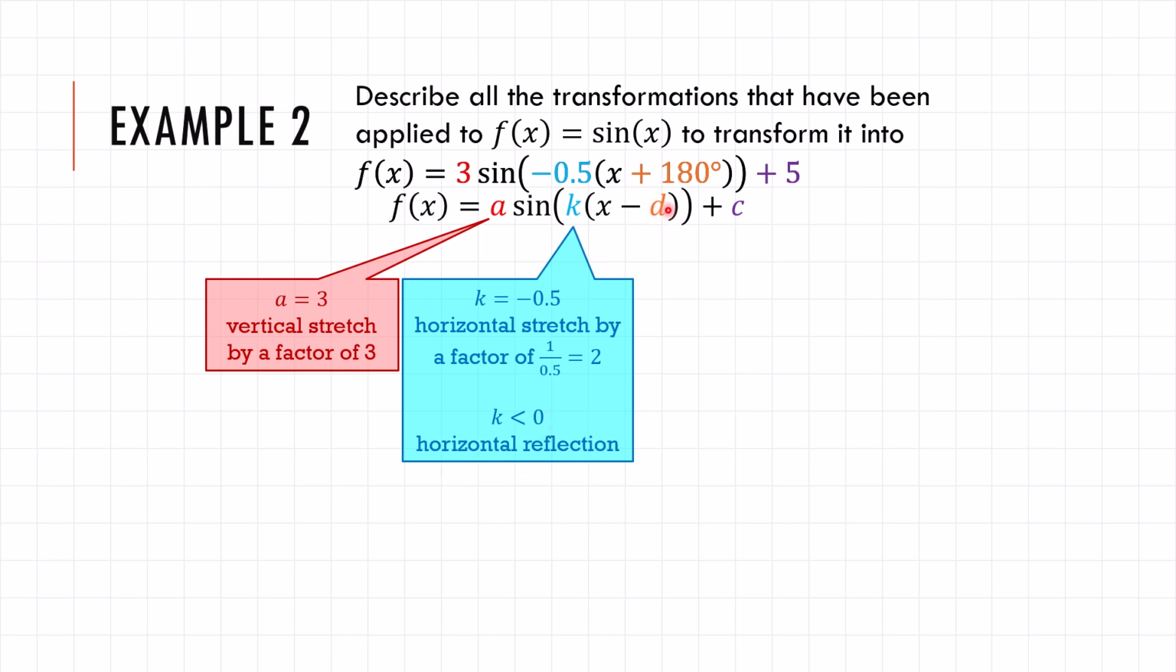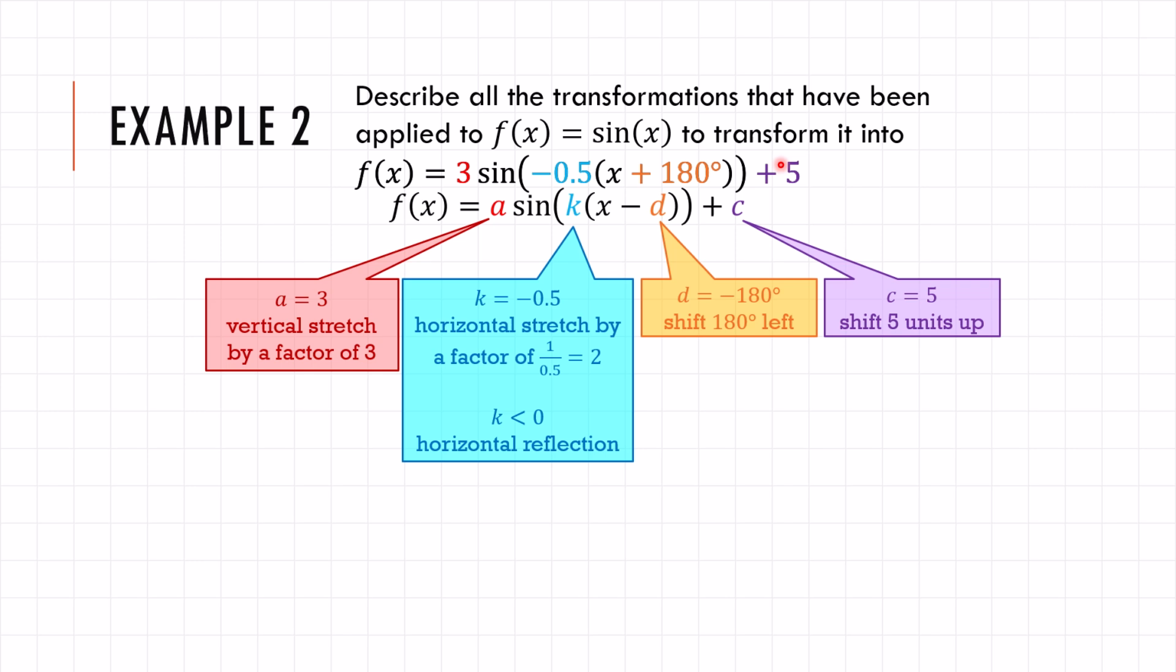Next up, we have D. In this case, although we see x plus 180 degrees, the value of D is not positive. It's actually negative because this maybe used to be x minus negative 180. And when you subtract a negative, you end up with a positive. So x plus 180 just means that D is negative 180, which means the function was shifted 180 degrees to the left. And finally, our value of c is 5, and that means that this function was shifted 5 units up.